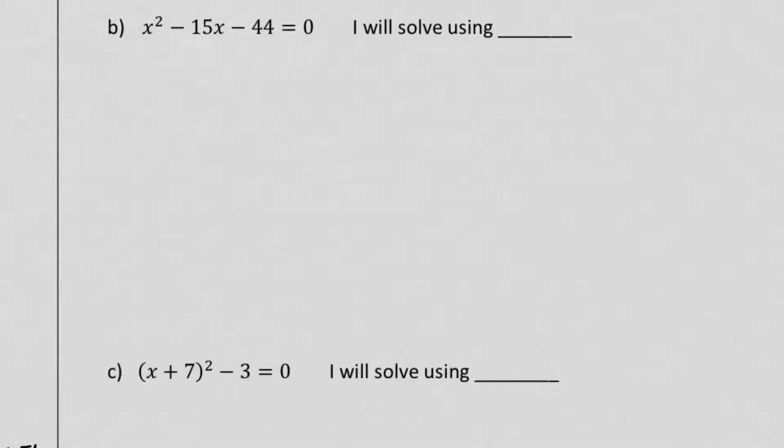Okay, 3b. Again, I want to solve this quadratic equation. In this case, this looks a little bit suspicious, so I'm not sure I can factor. When I'm not sure, I'm going to attempt to use the quadratic formula. Because when I use the quadratic formula, my first step is to find the discriminant, and that's going to tell me what I can do with this question. So again, I still need to know my a value is 1, b is negative 15, and c is negative 44. So in this case, I'm going to first find the discriminant.